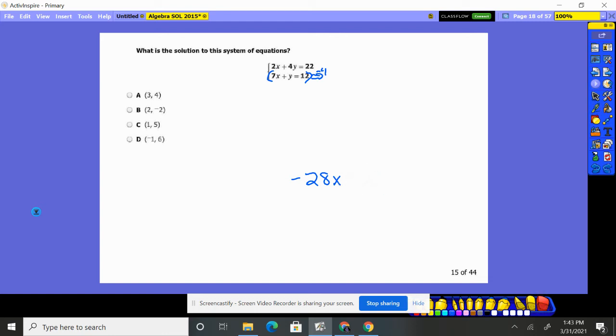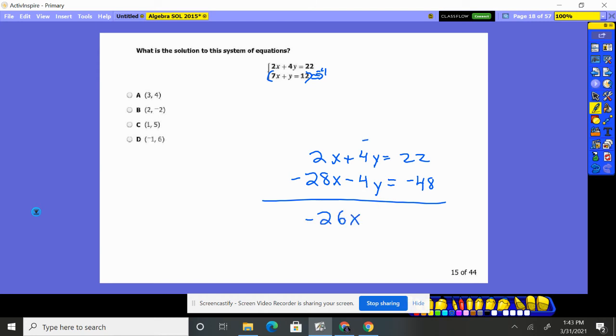Let's write it that way. Minus 4y equaling negative 48. And the original equation, I can just leave 2x plus 4y equals 22. Notice that when we add them together, we'll get a true equation. We get negative 26x. These go away. That's why it's called elimination. Equals, and this will give me negative 26. I divide by negative 26 on both sides, and I get x is 1.